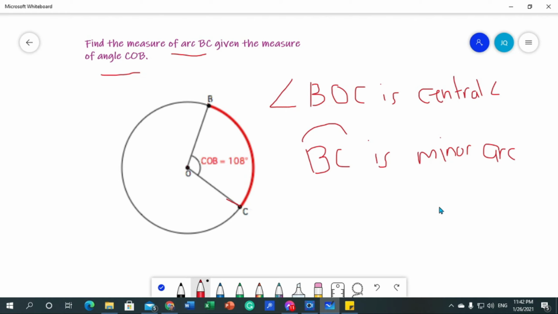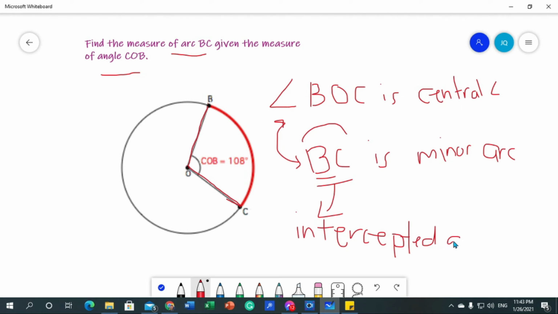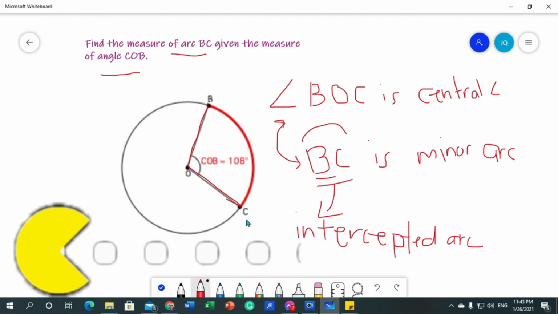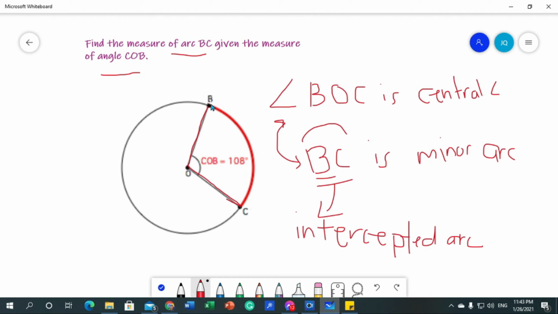But how is arc BC related to angle BOC? As you can see, the part of the circle in red is arc BC, and this one is the central angle BOC. Arc BC is called an intercepted arc of angle BOC. How do you know that it is an intercepted arc? If you have played Pac-Man, this circle looks like Pac-Man. The angle is like the mouth of Pac-Man in the video game, and the arc is eaten by the mouth of angle BOC. So if an arc is in the mouth of the angle, it is called the intercepted arc.